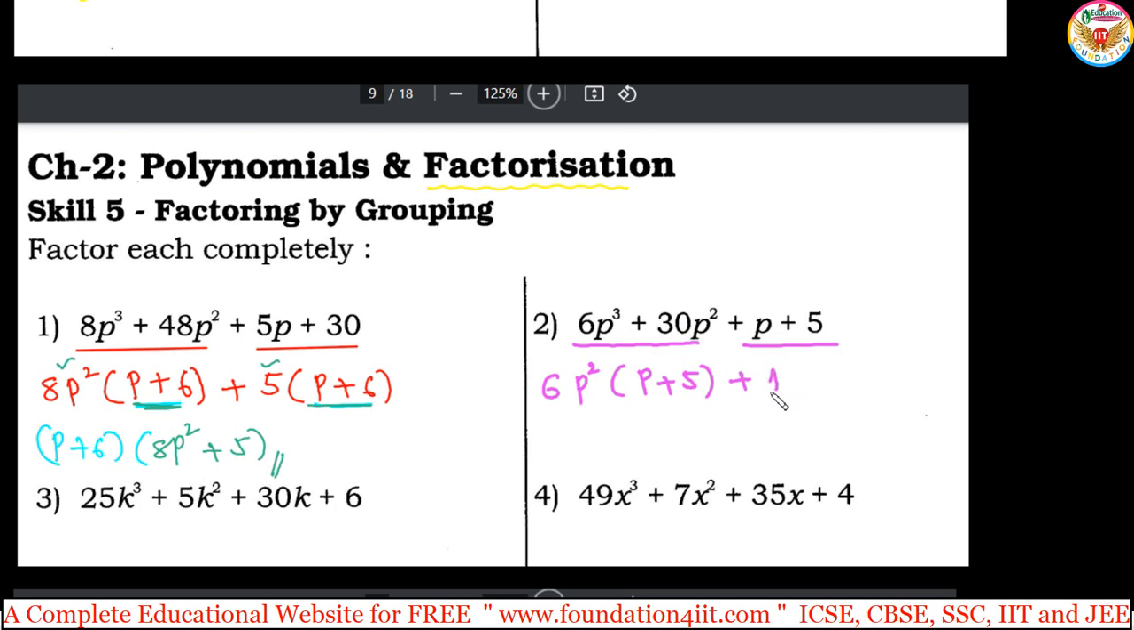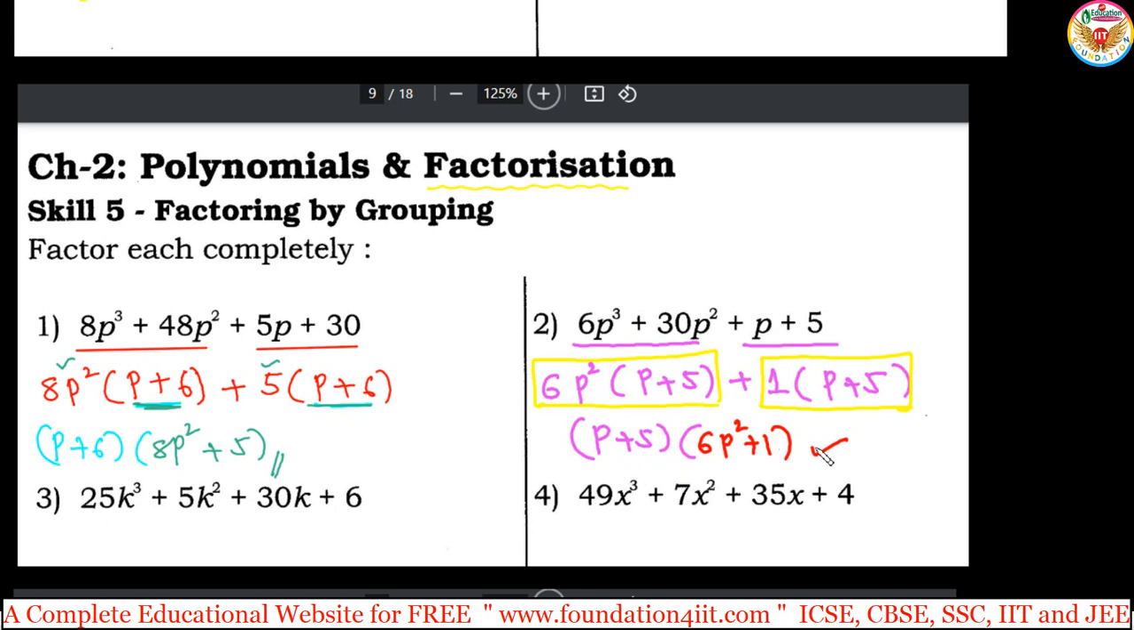At that time what should we do? Keep 1 as the common, because 1 is a common factor for all. So same p plus 5. Now p plus 5 is the common from the two expressions, because this is one set, this is one set. If we take p plus 5 common, what will we get remaining? 6p square plus 1 is the balance. Okay, this is the answer: p plus 5 into 6p square plus 1. Right? So the same way you can apply the combination of factoring by grouping, even in the second and fourth.